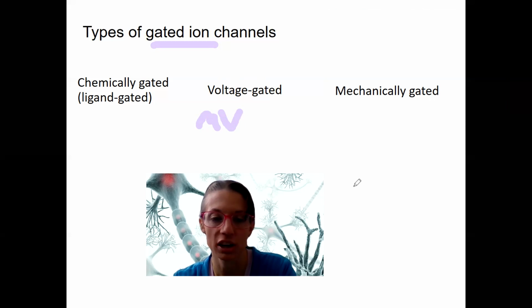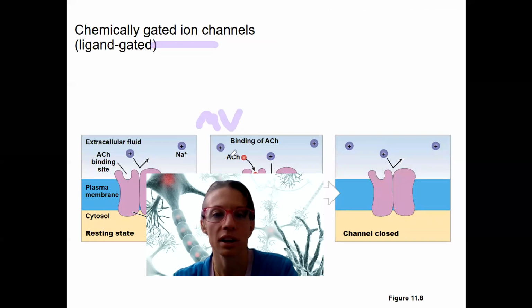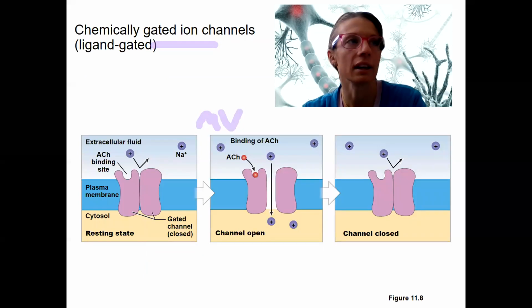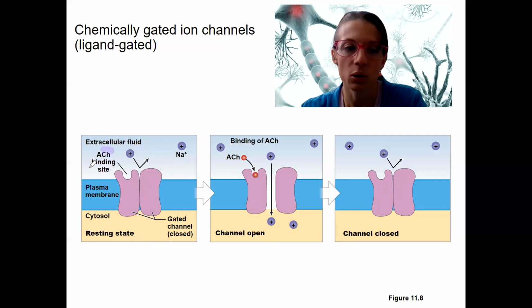It's a physical change due to pressure. I'm going to briefly talk about these three, and we'll see them again in context in the future. So the first one is the chemically gated or ligand gated, same thing. The example here is acetylcholine.